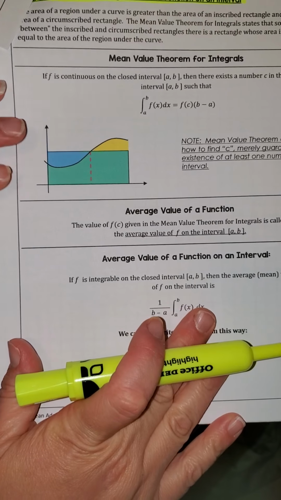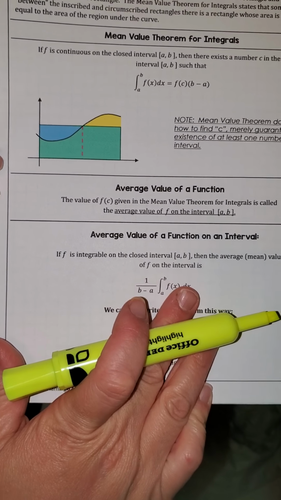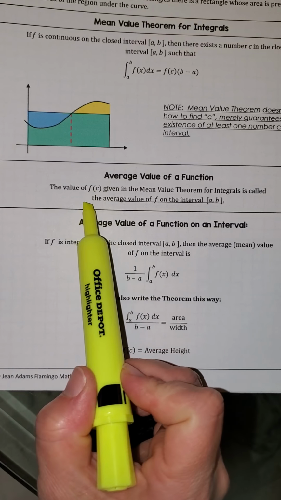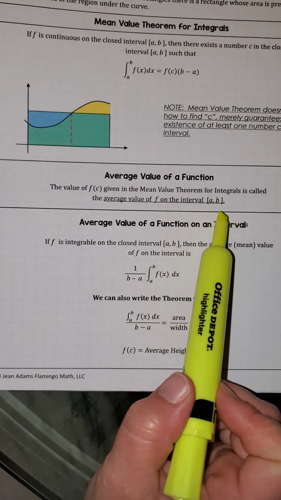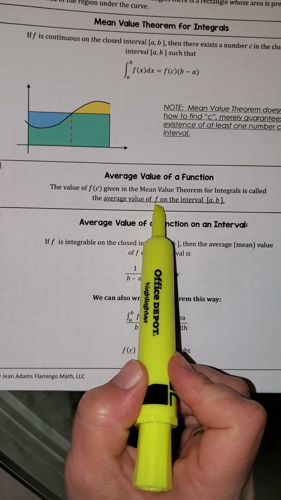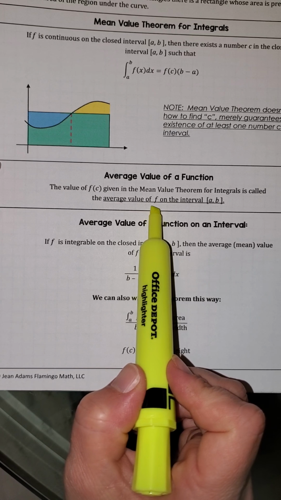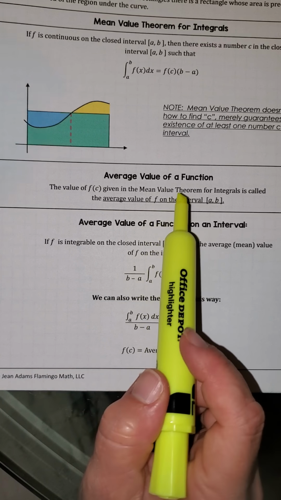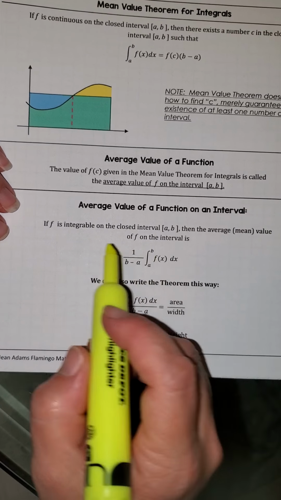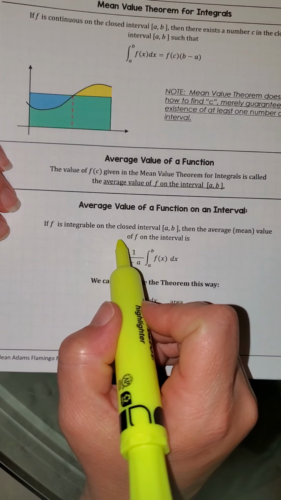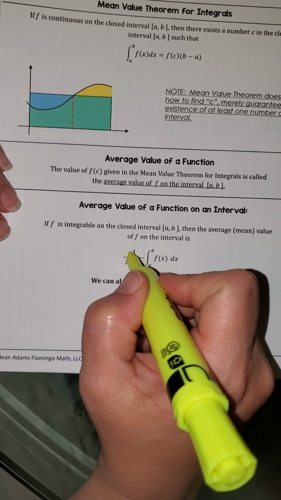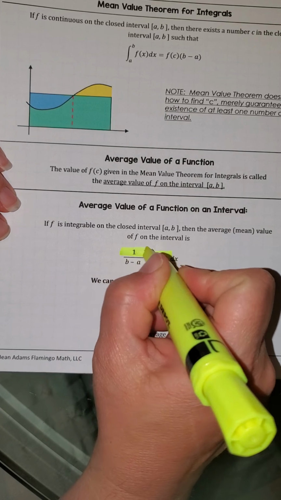Now what I really want you to know is how to find the average value of the function and just understand what you're finding. So the value f of c given in the mean value theorem for integrals is the average value of f. The average value of f is the average height, or how high it's going on an interval from a to b. So if f is integrable on the closed interval from a to b, then the average value of f on the interval is, and here's a formula.